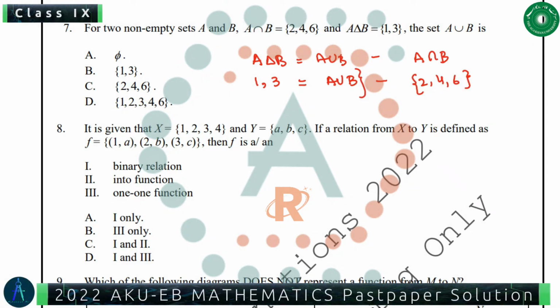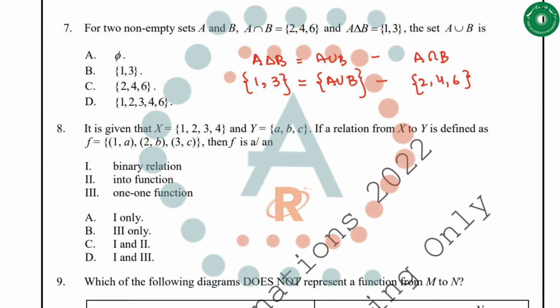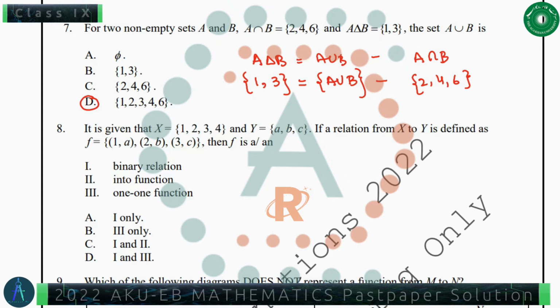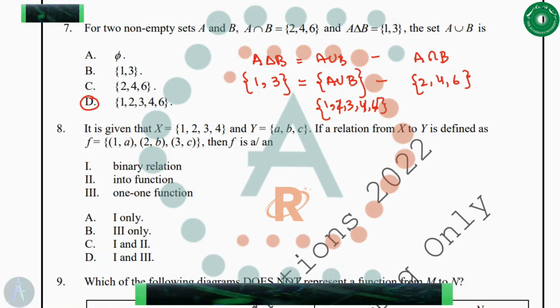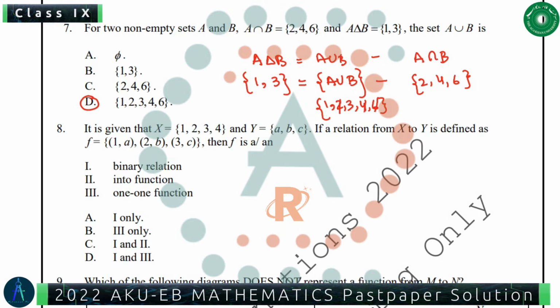So what should be the value of A union B, so that when we subtract 2, 4, 6 from A union B, we will get 1 and 3. So the correct answer would be option D, 1, 2, 3, 4, 5, 6. So if A union B is 1, 2, 3, 4, 5 and 6, when we subtract 2, 4, 6 from them, we will get 1, 3. Option D is the right answer.